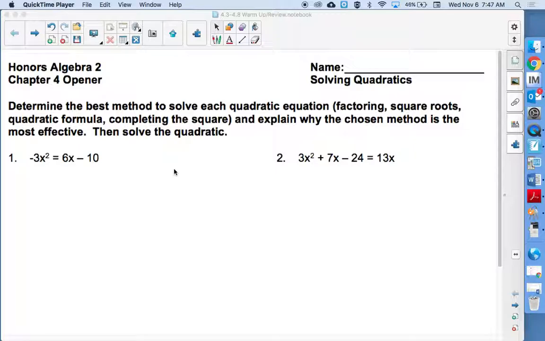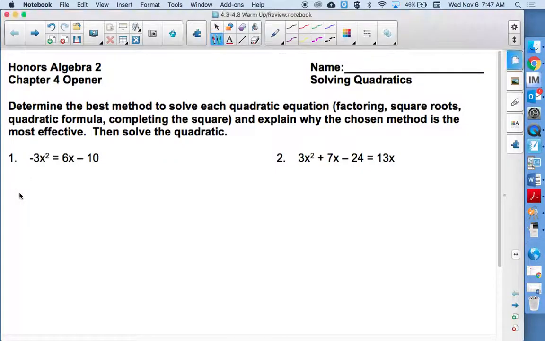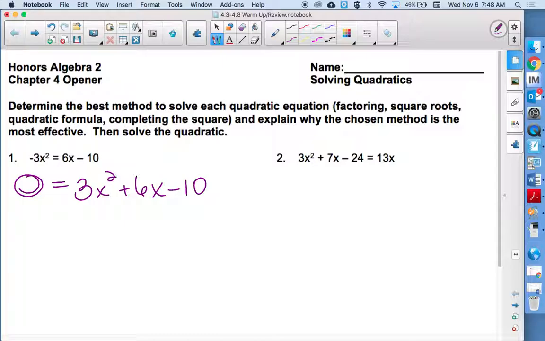Nina, what do you have to do with it first? Yeah, so we need to set it equal to 0. So Nina, yours says 0 equals? I did 0 equals 3x squared plus 6x minus 10. Yeah, there it goes. So 3x squared plus 6x minus 10. So it needs to be equal to 0 first. And it is usually easier to work with the x squared being a positive x squared. So if you have a negative x squared, if you can move that to make it a positive x squared, it's easier to work with a positive x squared term.